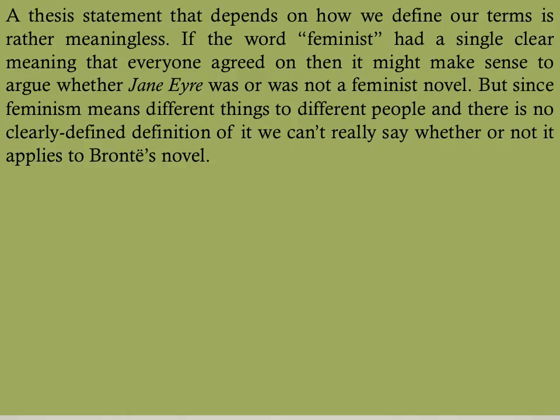So your thesis statement should not depend on how you define your terms in that kind of way. If the word feminist had a clear meaning and we could all agree about it, we could all argue whether it was or wasn't a feminist novel, but then it probably wouldn't be very debatable anyway. But in this case, the word feminism means so many different things to different people, we can't really say whether it applies to the novel.